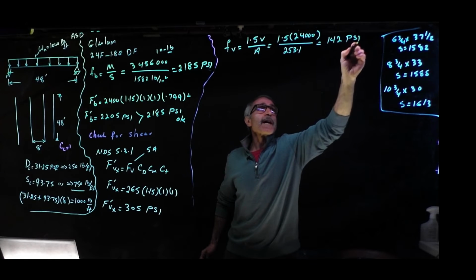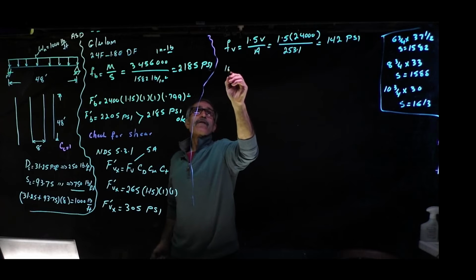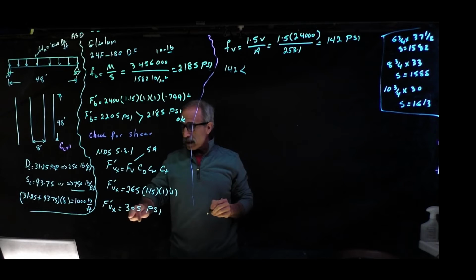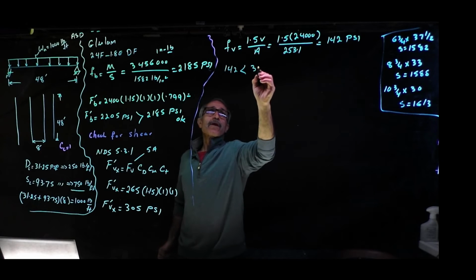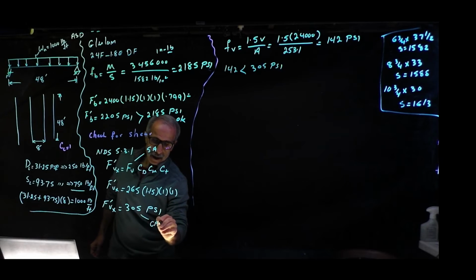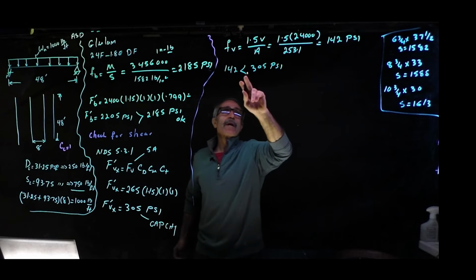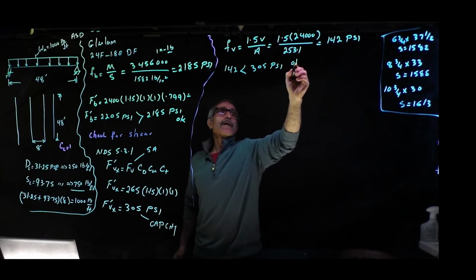So the shear due to the load comes out to be 142 psi. And you can see 142 is way less than the capacity. The capacity is 305 psi. So you've got a capacity and then you've got this, so you're okay right here.